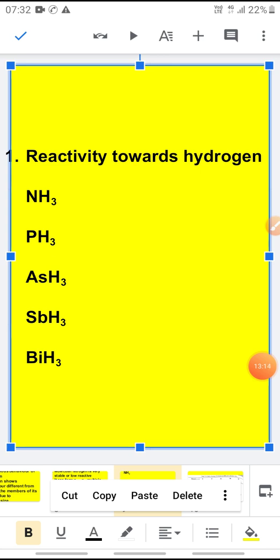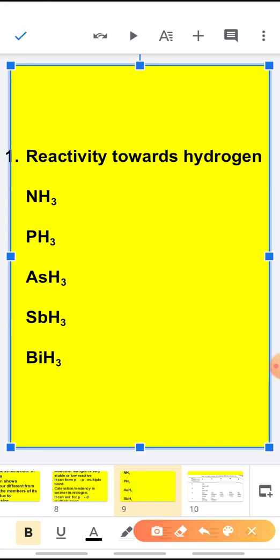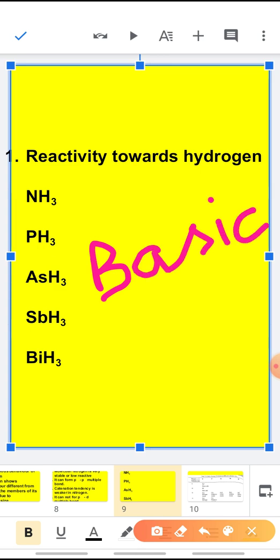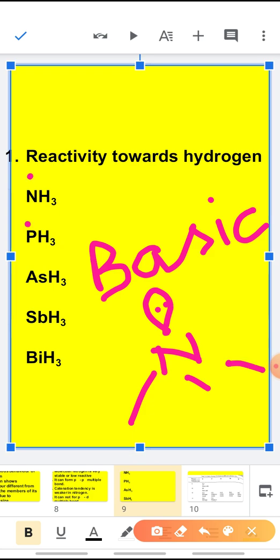Now, the important trends that we have to see. The first thing you have to remember is that the hydrides of group 15 elements are basic in nature. How are they basic in nature? As I told you, there is a lone pair of electrons on all these atoms: nitrogen, phosphorus, arsenic, antimony and bismuth. So they have a lone pair of electrons available for donation, and they act as a Lewis base.